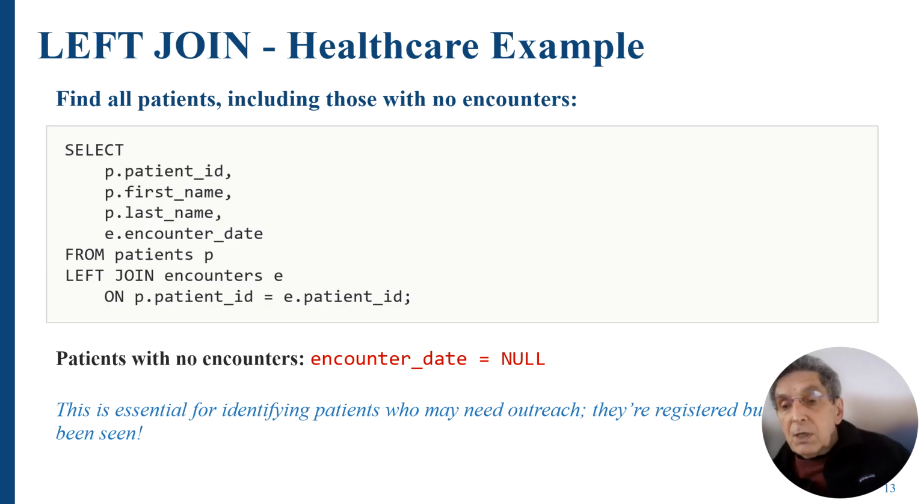Look carefully. With the left join, every patient is going to appear in our output results, even those who have no encounters. But for patients without encounters, the encounter date column will have a null. And this is how you can identify patients who might need some special outreach because they don't have an active appointment. They're registered in your system, but they actually have never been seen. So in a value-based health environment, these are exactly the patients you want to find and engage and recruit.